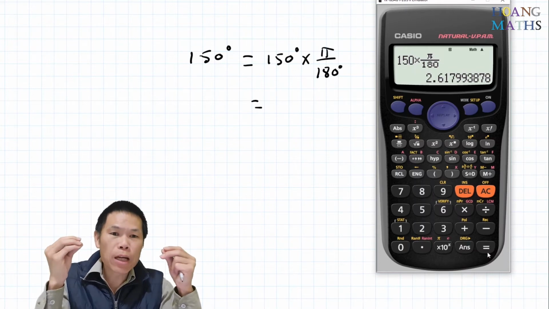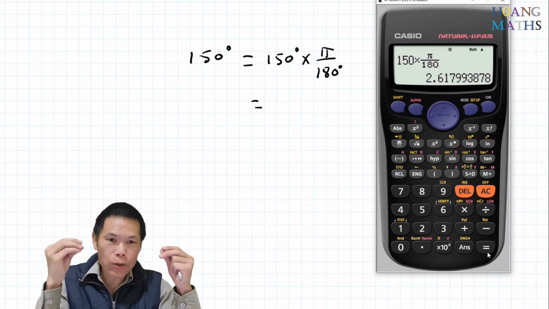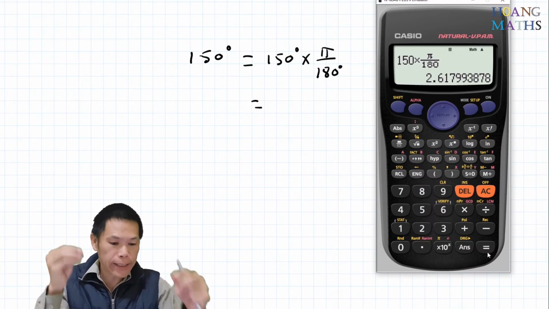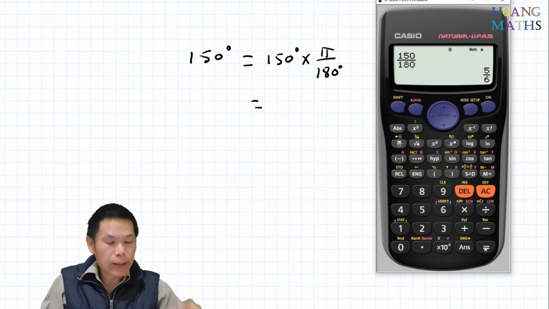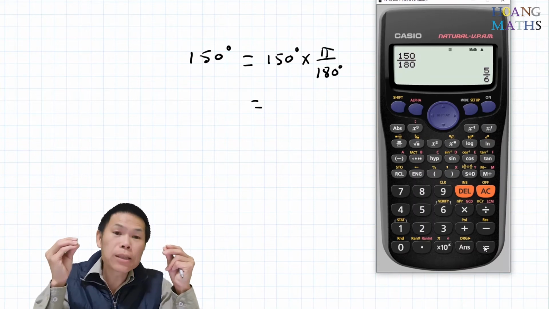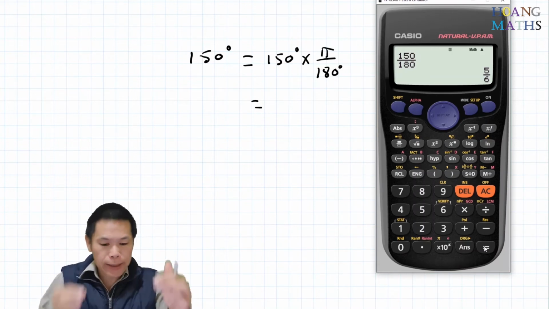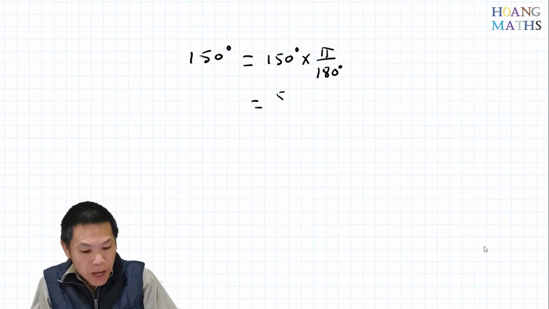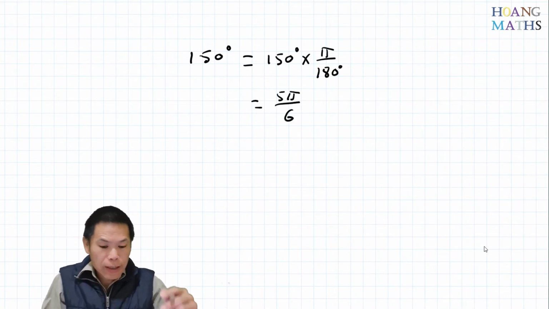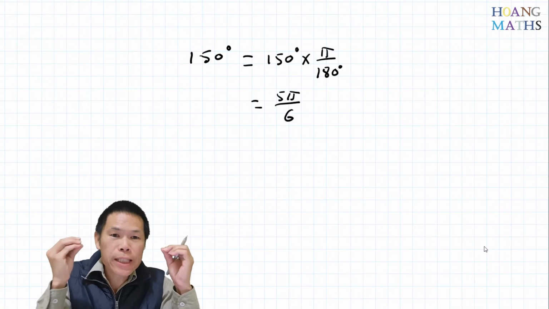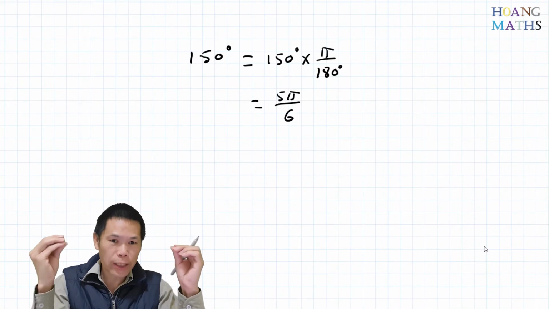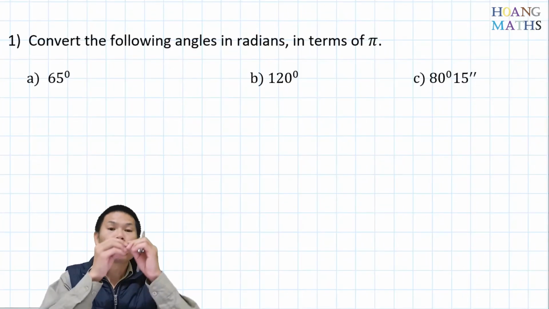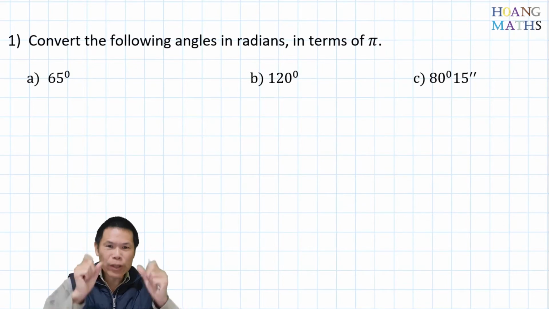But if we want it in terms of pi, or exact, what we can do is ignore the pi and just go 150 divided by 180. So we just go 150 over 180. There you go, that will give you the exact value. That means 5 pi over 6. So I just write 5 pi over 6. There you go, this is exact, or in terms of pi. Of course, if you want it in terms of decimals, just use the calculator. That's easiest, okay? Please pause the video and try this one yourself.